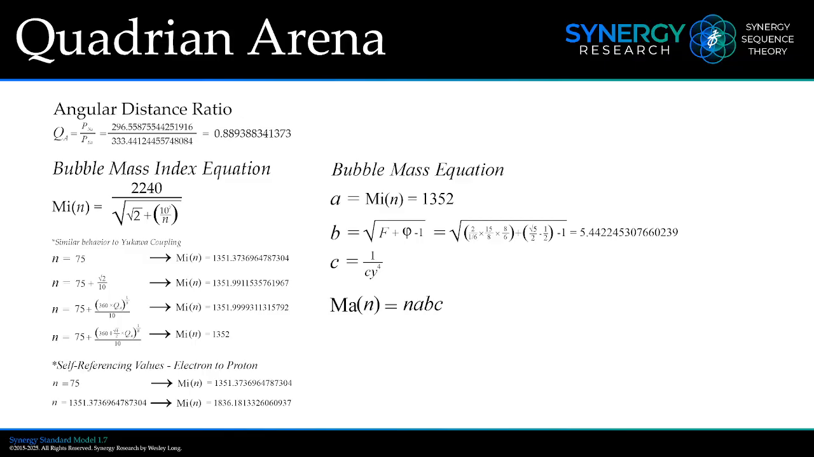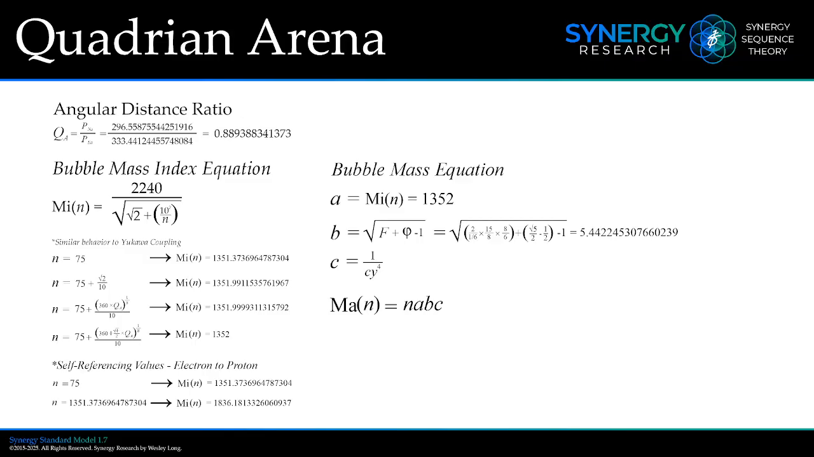At center left, we're introduced to the bubble mass index equation. MIN equals 2240 plus the square root of 2 times 10 squared n. This deceptively simple form, built from 2240 and a nested square root, behaves similarly to the Yukawa coupling, which in quantum physics explains the interaction strength between particles. Here, that same behavior arises not from field theory, but from numeric resonance.